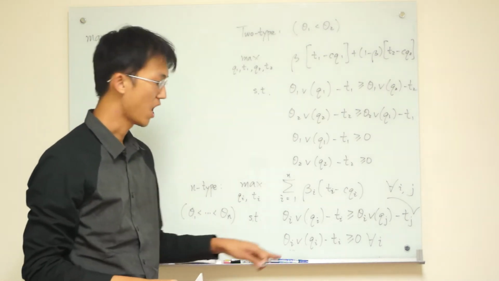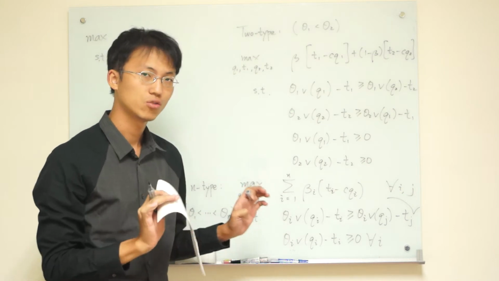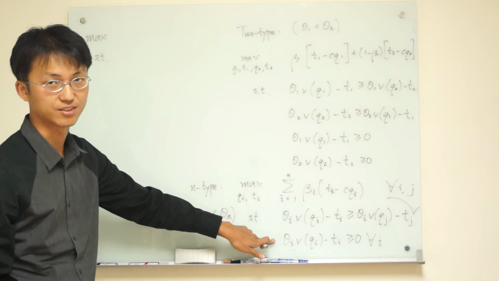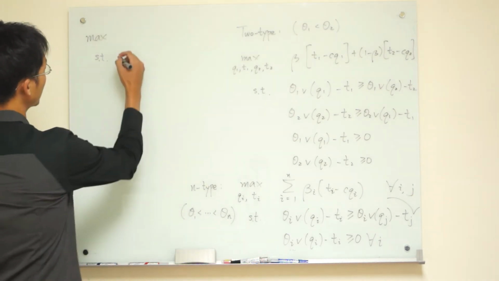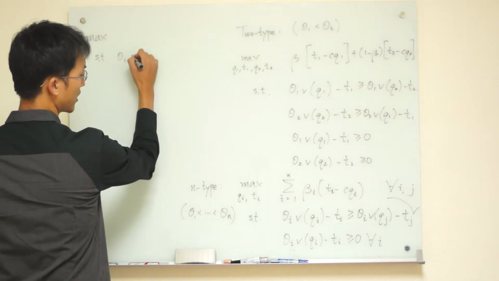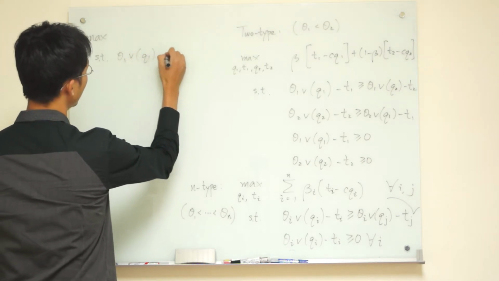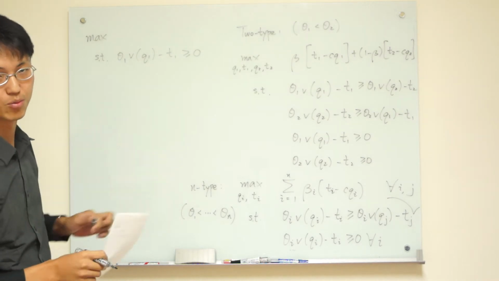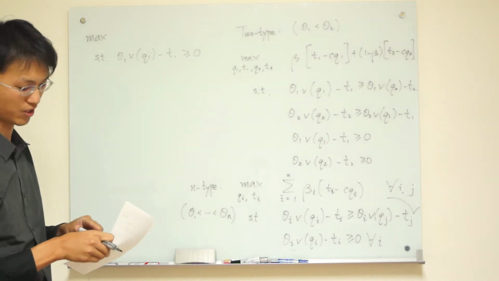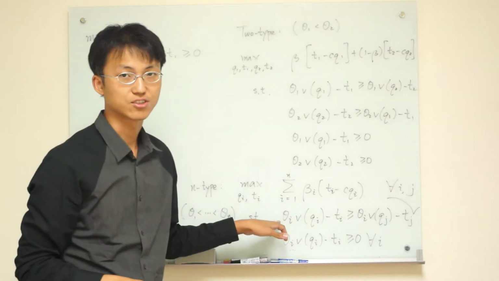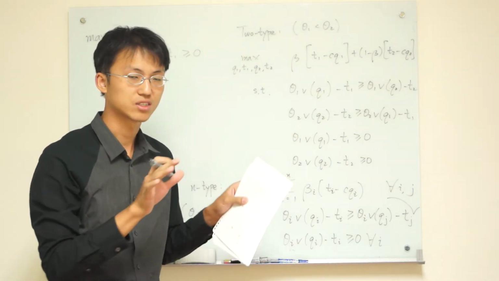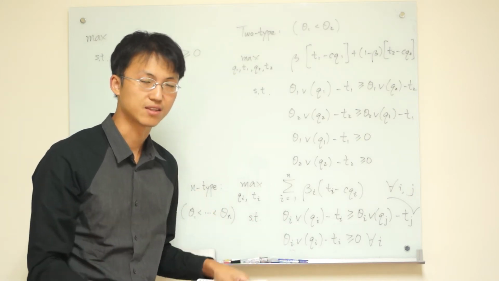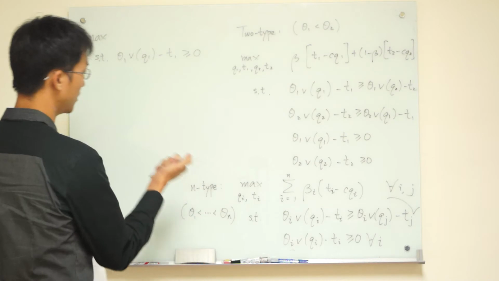First is about IR constraints. We know only for the lowest type, theta 1, we need the IR constraint. So all others can be removed, and we only care about the IR constraint for the lowest type. Only for type 1, we need to have this IR constraint. Also, for IC constraints, we only need those IC constraints that prevent type i from pretending to be type i minus 1.